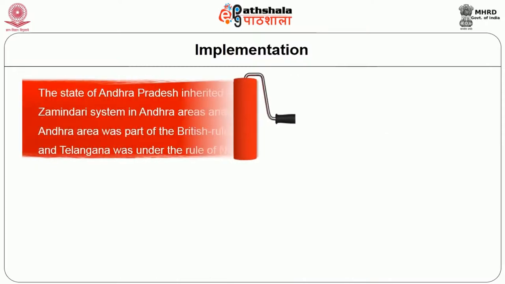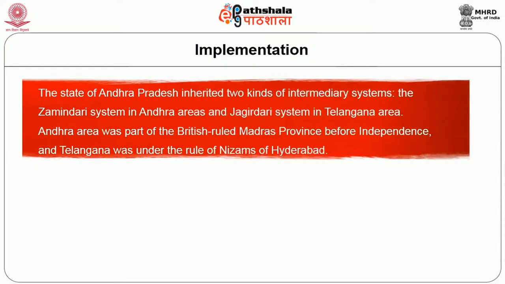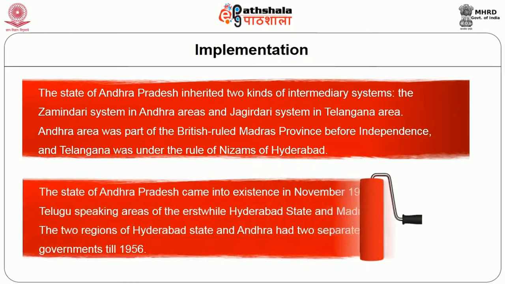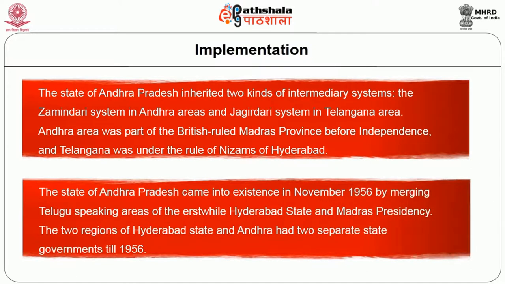The state of Andhra Pradesh inherited two kinds of intermediary system, the Zamindari system in Andhra areas and the Jagirdari system in Telangana. The Andhra area was a part of the British-ruled Madras province before independence, and Telangana was under the rule of the Nizams of Hyderabad. The state of Andhra Pradesh came into existence in November 1956 by merging Telugu-speaking areas of the erstwhile Hyderabad state and Madras Presidency. The two regions of Hyderabad state and Andhra had two separate governments till 1956.